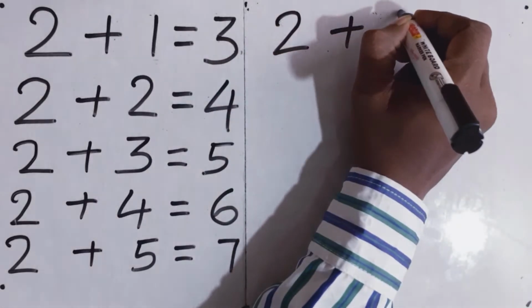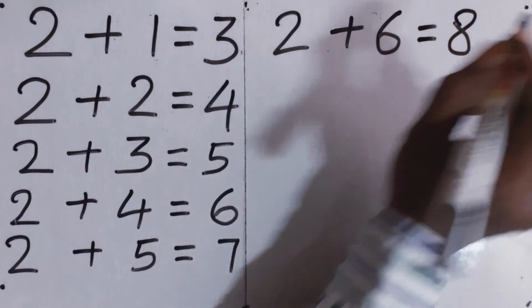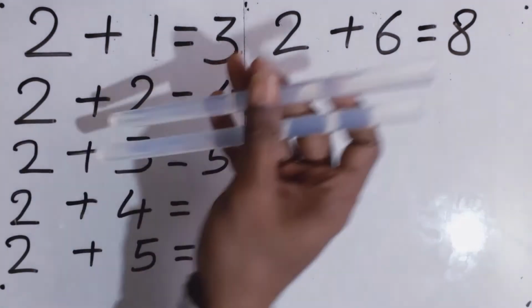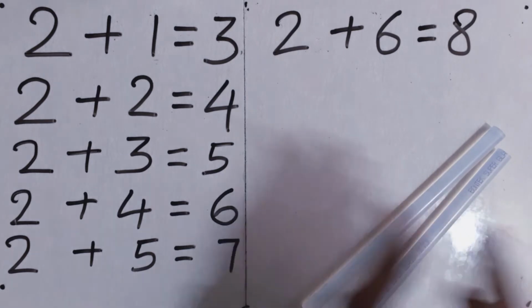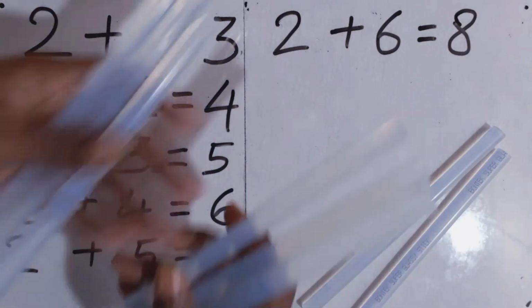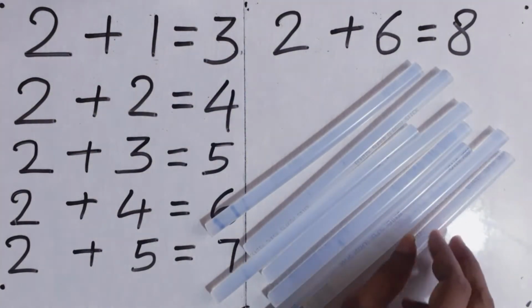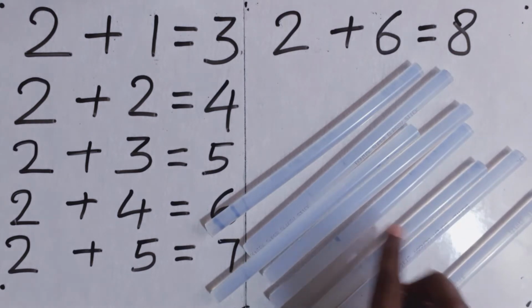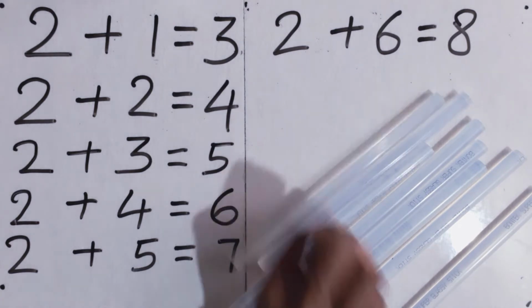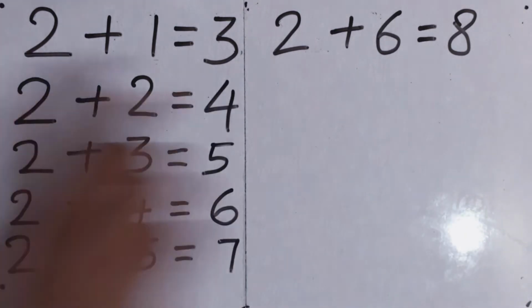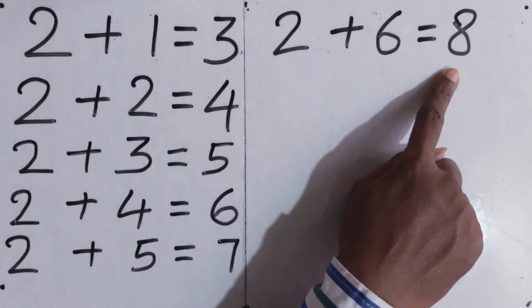2 plus 6 is equal to 8. These are 2 sticks. These are 6 sticks. Now you count total sticks. 1, 2, 3, 4, 5, 6, 7, 8. 2 plus 6 is equal to 8.